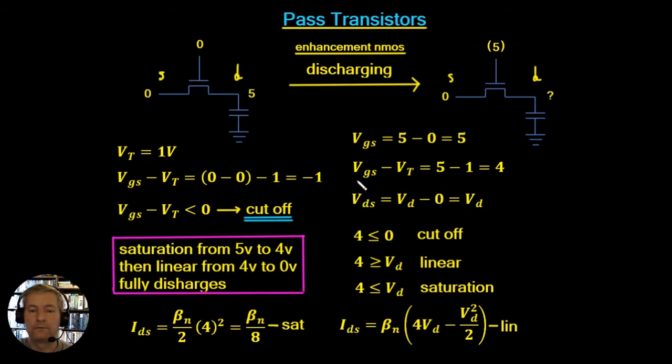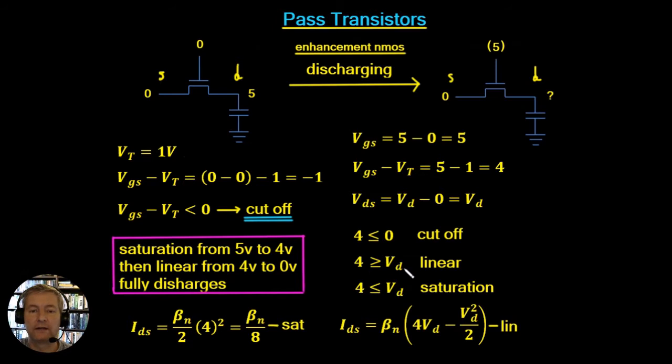Now that we've got our VGS minus Vt and our VDS, we can make the comparisons. If VGS minus Vt is less than or equal to 0, then it's cut off. But VGS minus Vt is 4, so we're really asking whether 4 is less than or equal to 0. Well, 4 is greater than 0, so it is not cut off. There is current flowing in this device.